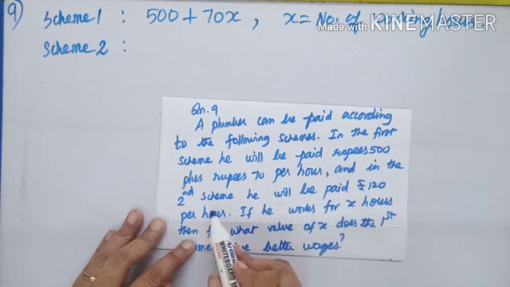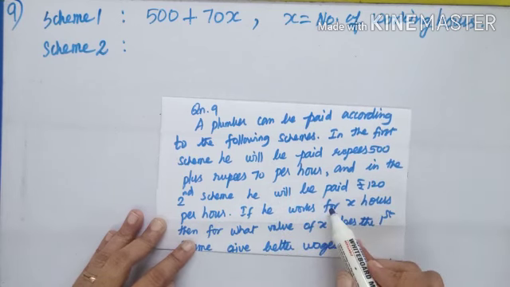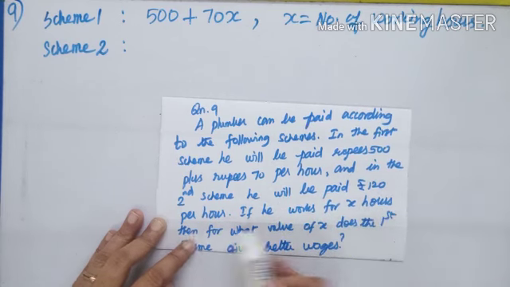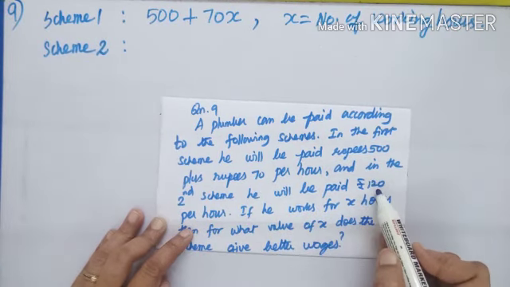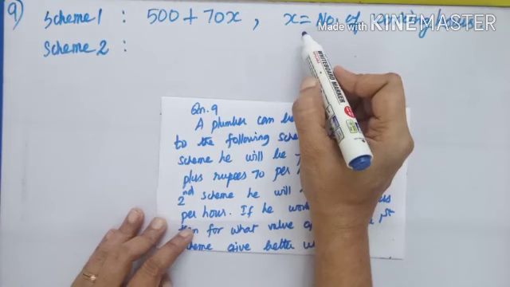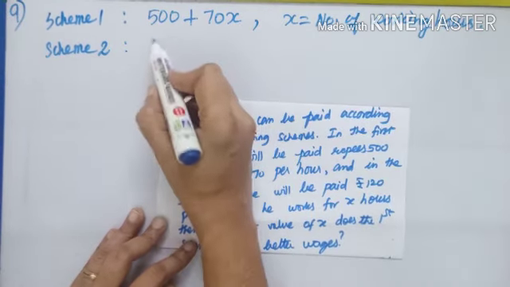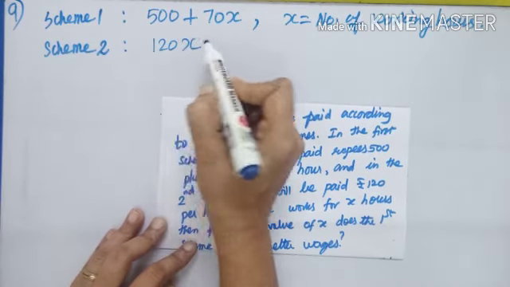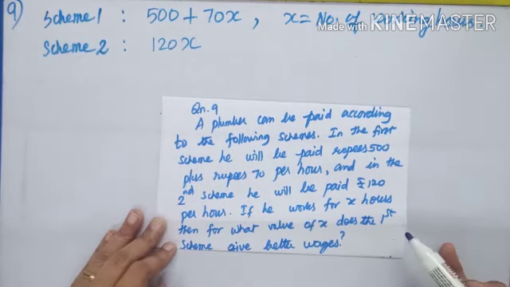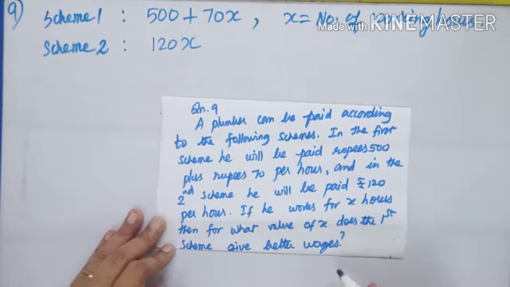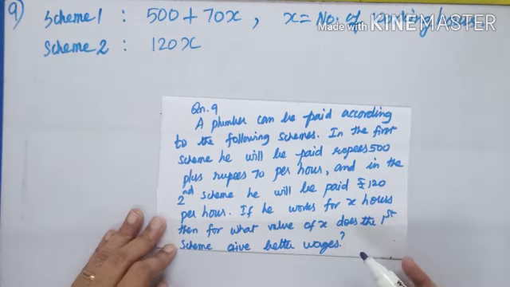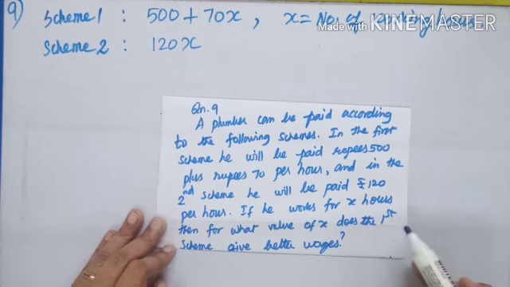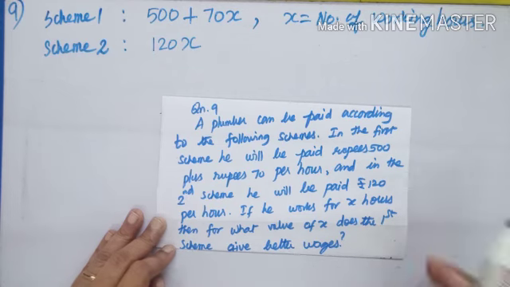Now in the second scheme, he will be paid rupees 120 per hour. So now there is no fixed amount. It is 120 per hour. How many hours he is working? x. So 120 into x. This is scheme number 2. Now what is the question? If he works for x hours, which we have taken here, then for what value of x does the first scheme give the better wages?